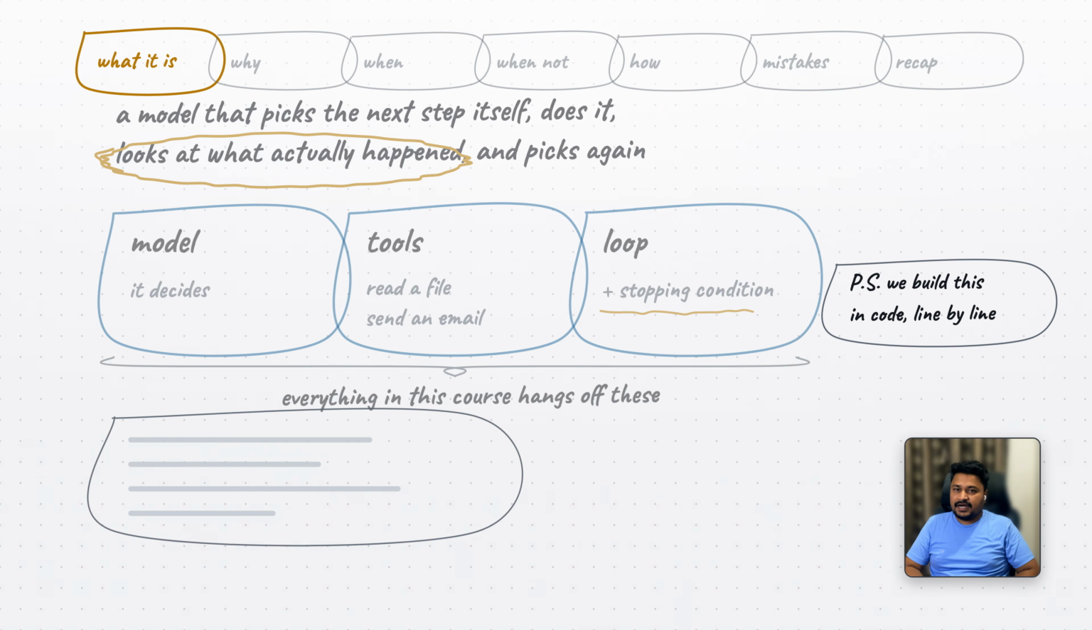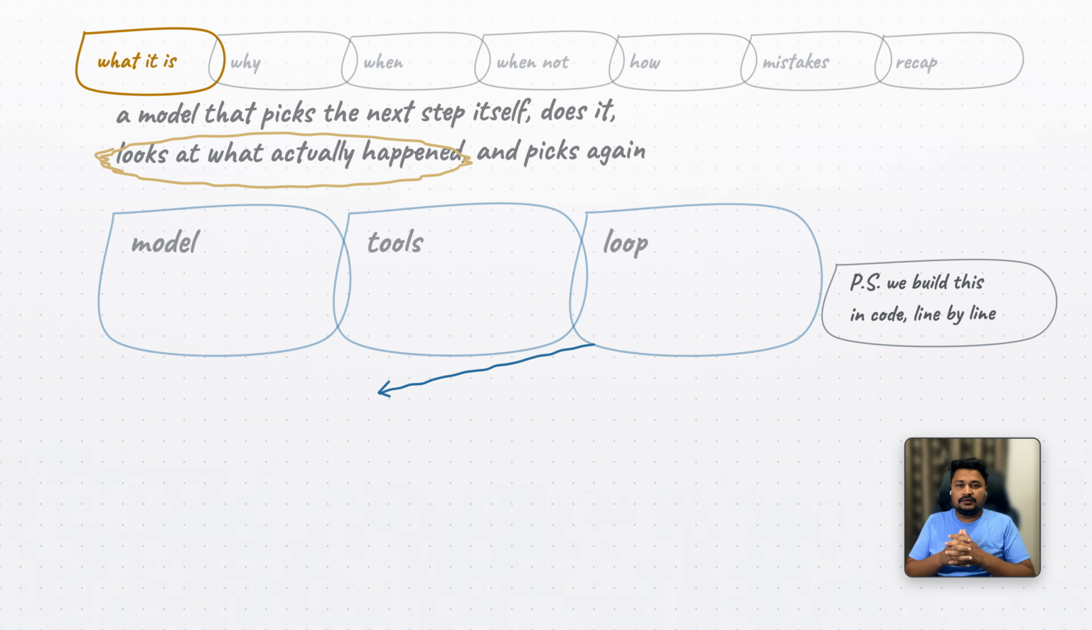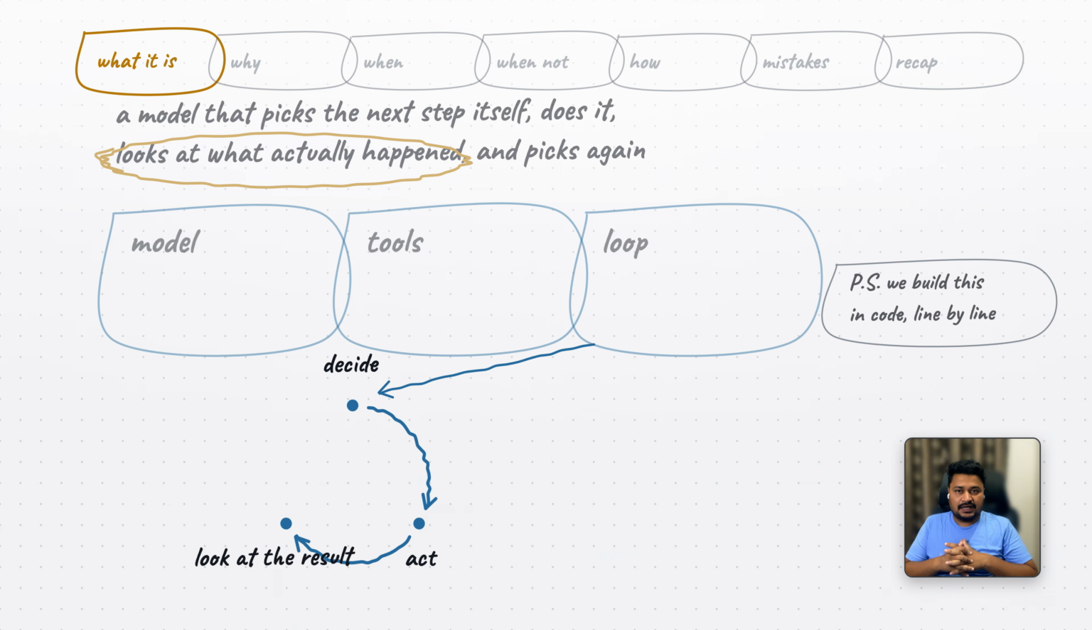We are going to write this loop out in code line by line, and you will be able to build it yourself. The loop has four stops: decide, act, look at the result, decide again. Draw the line, circle once, and you have got it.